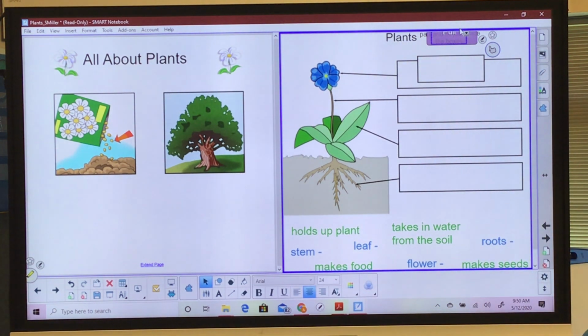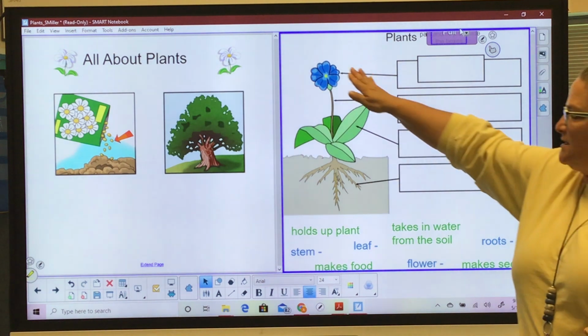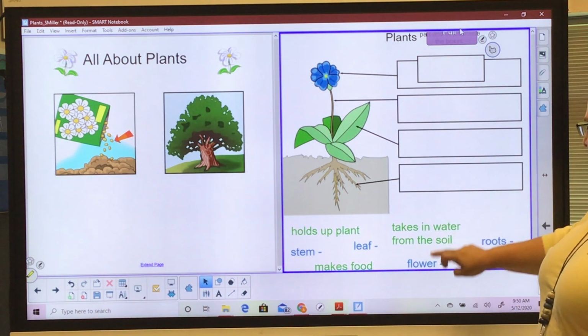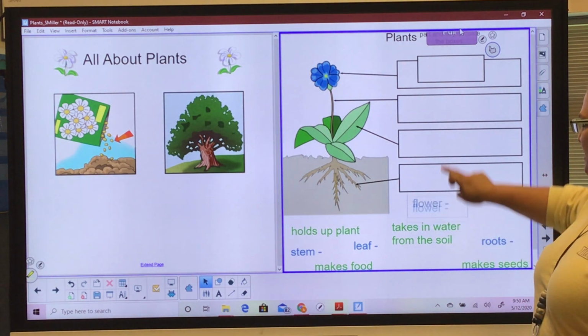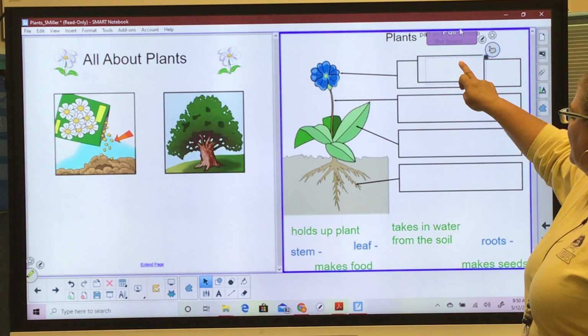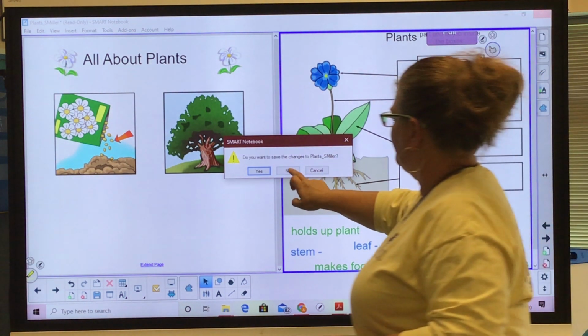Okay, all right, so the blue is the part of the plant and the green is what it does. So the top part of the plant would be the flower, okay? So you're going to take it and put it right here, hopefully. Hang on. Let's do something different.